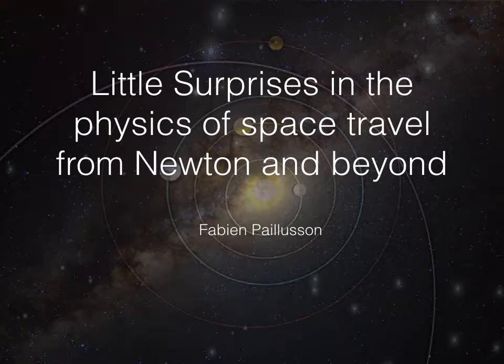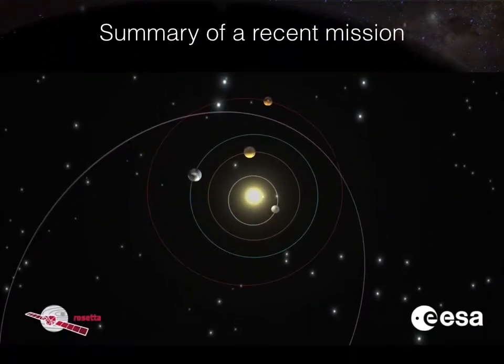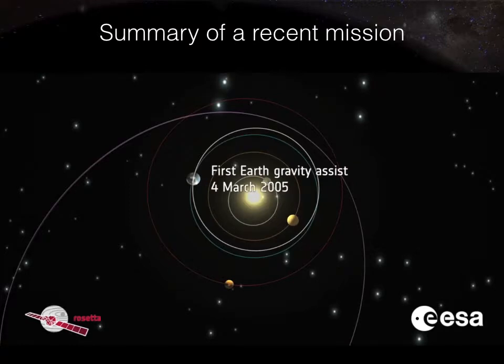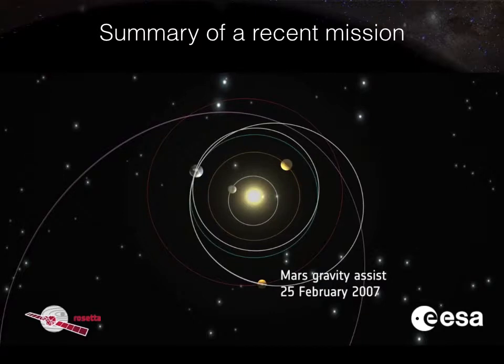Hello and welcome to this lecture where I will be discussing some little surprises in the physics of space travel from Newton and beyond. To do that, what I will show first is this nice video by the European Space Agency where they summarize with a little animation the travel and journey of a probe called Rosetta, which was sent off in 2004 from Earth, and then eventually reached its target in 2014.